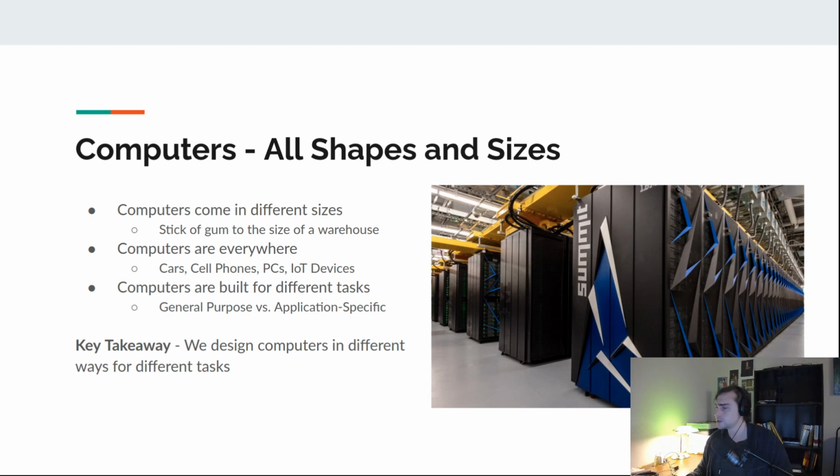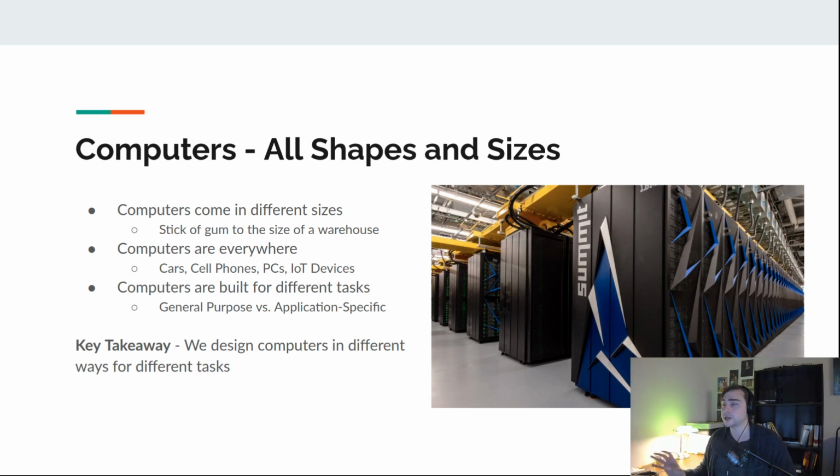You'll also find that computers are built for very different tasks. We have computers that are very general purpose, something like your laptop or your personal computer that's designed to run a wide variety of applications, from browsers to video games to word processors. But we'll also design computers for very specific tasks.